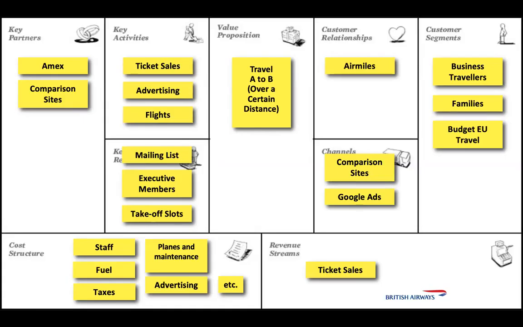Why over a certain distance? Because air travel only makes sense when we're talking about distances that are longer than what you can travel by car or by train.